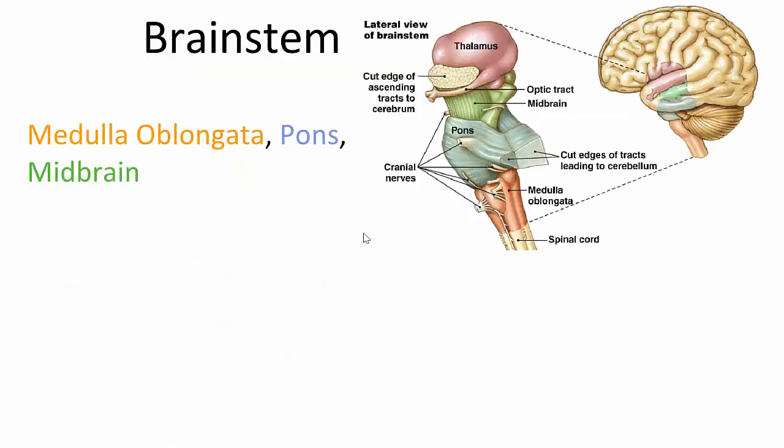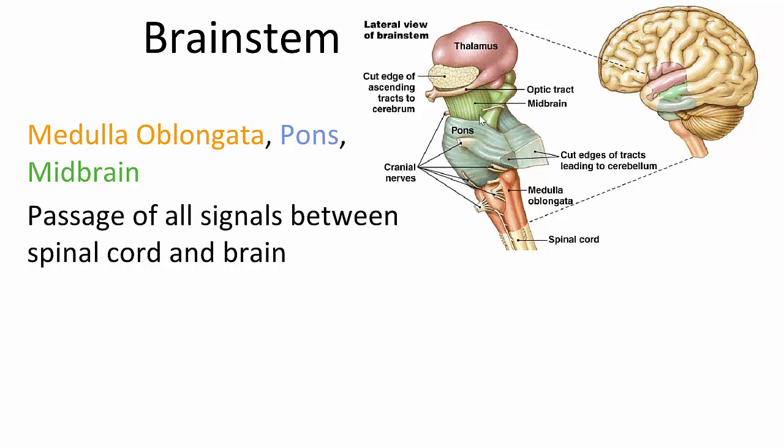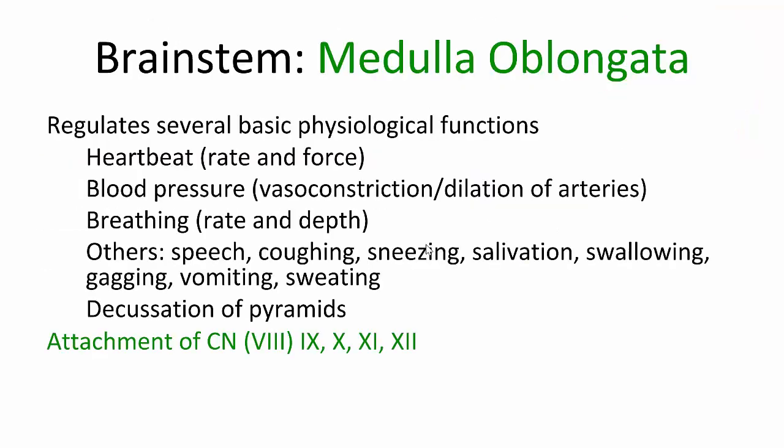When we look at the brainstem itself, there are three main parts: the medulla oblongata, the pons, and the midbrain, named inferiorly to superiorly. This is basically just a passageway for all of the signals to and from the spinal cord and the brain. The medulla of the brainstem is really important. It's going to regulate some basic physiological functions, including those you see here.